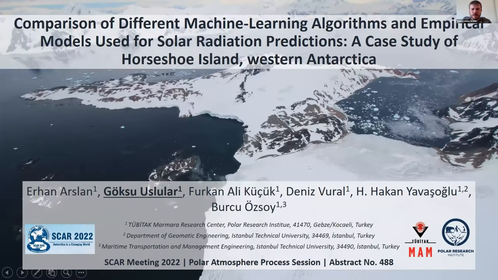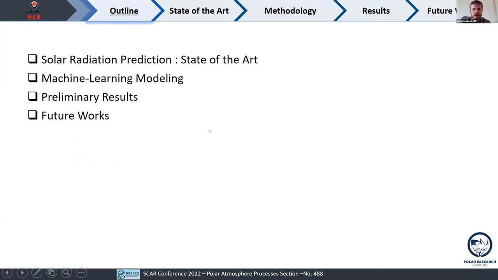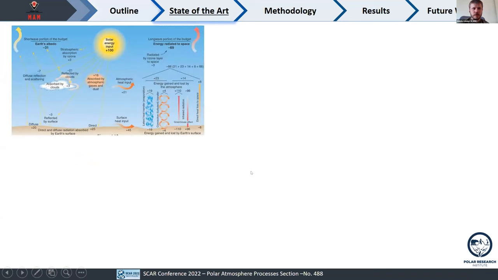Okay, thank you again for this nice organization. I will be talking on behalf of my colleagues today and presenting our preliminary work on the western part of Antarctica for solar radiation prediction using mostly machine learning models. Here is our outline that I will mostly follow during the presentation. Firstly, I will give the state of the art for the prediction, which you will all probably know better. I will introduce our models, which are based on machine learning algorithms, and also give some preliminary results from our ongoing project, which will probably extend over the following 3 years, and also the future work that we have planned.